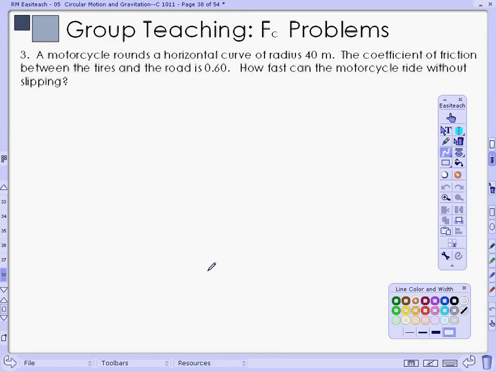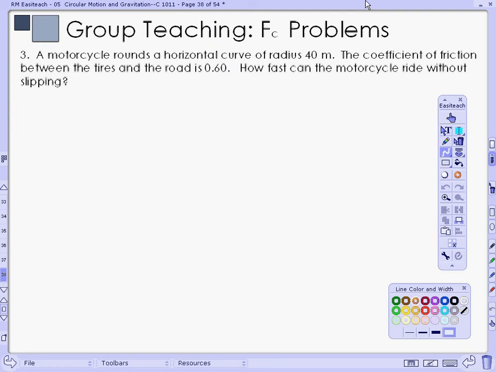This is another problem from the group teaching circular motion set that we went around in groups, in 7 groups, and solved 7 different problems. It's off the circular motion practice problem sheet for College Physics 12. Now this is a motorcycle, but I'm going to show you a video.